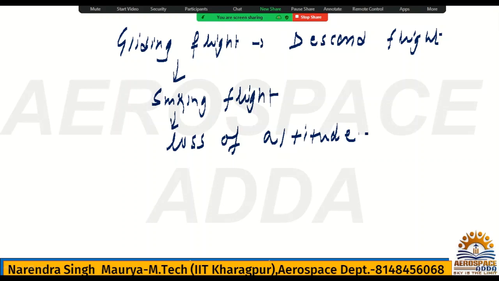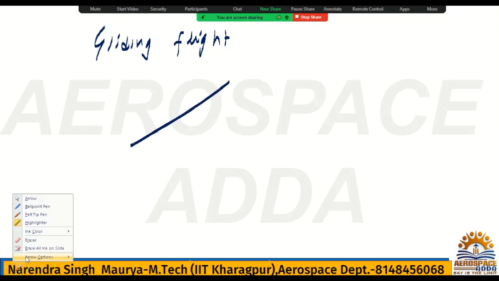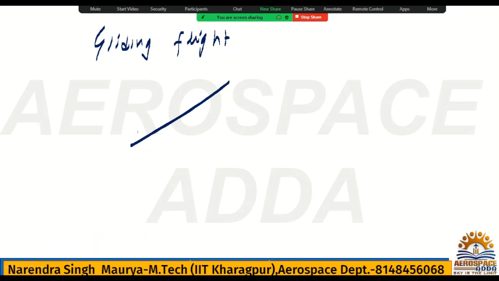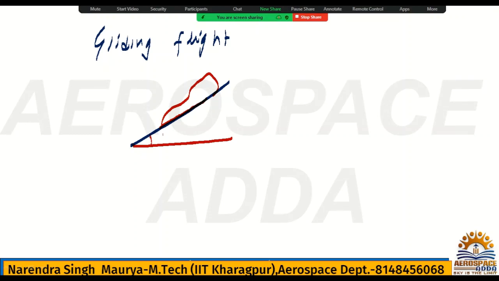Now we'll draw the diagram for the gliding flight and see the various forces acting on that aircraft, and we will resolve all the forces accordingly. This is the case where the aircraft is gliding. Gliding means a descent or sinking flight where the aircraft is going to lose altitude. Suppose this is the aircraft here. From the horizontal, it is making angle gamma.